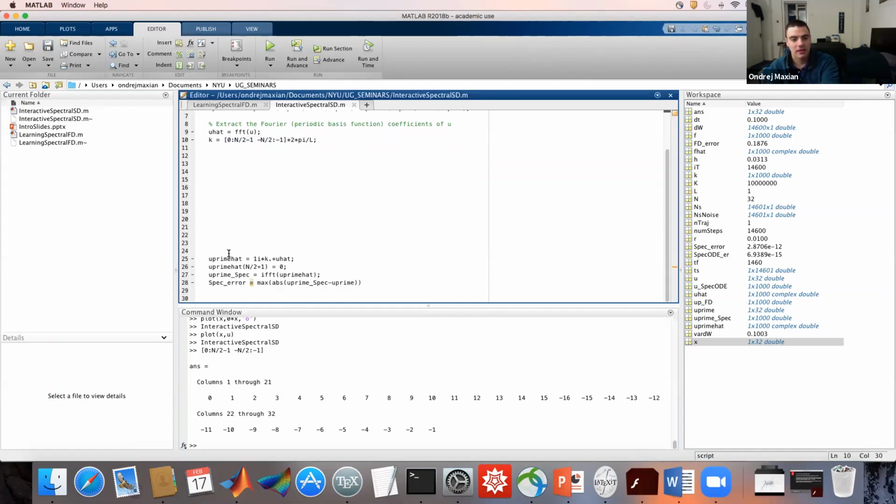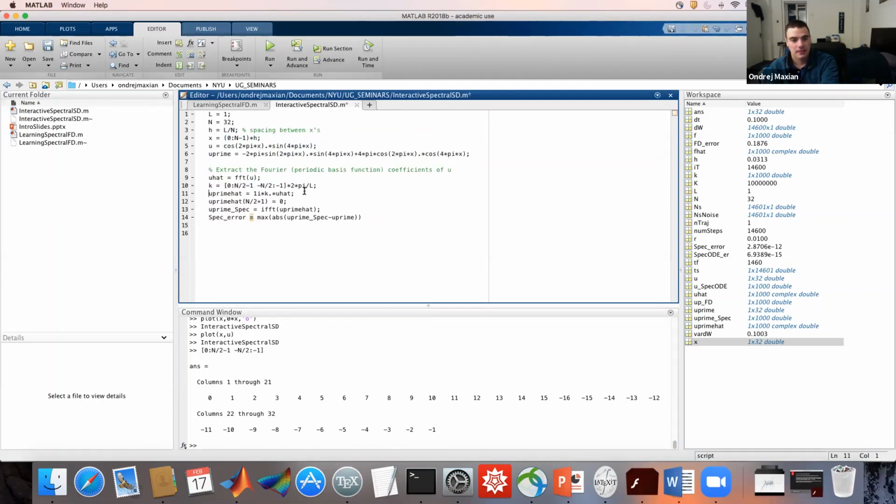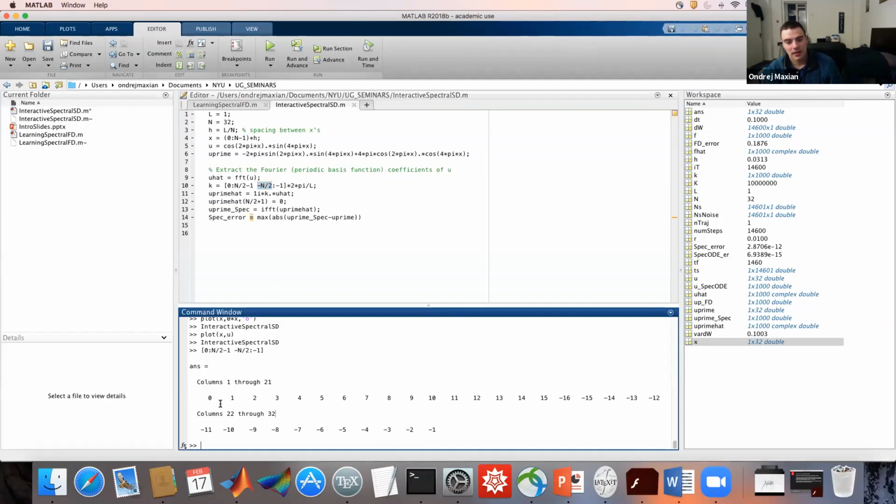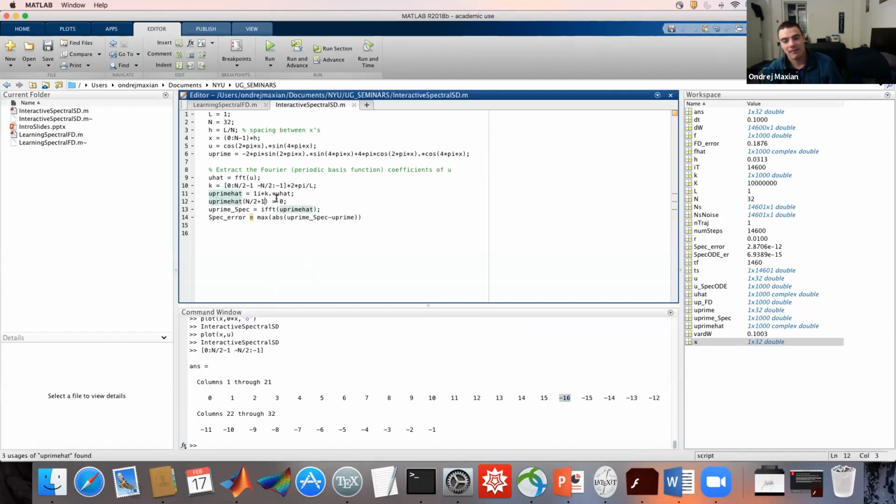So now if I want the derivative, what I do is I multiply by 1i times k, multiply by u hat. And this step here is really not necessary, but the reason I do it is because this wave number here is unpaired. Remember, when we're doing complex wave numbers, we have to have pairs so that we get real valued answers. So if you look at this array of wave numbers, all of the positive numbers should have a match as a negative number, but negative 16 doesn't have a match. So I set the derivative of that value to zero.